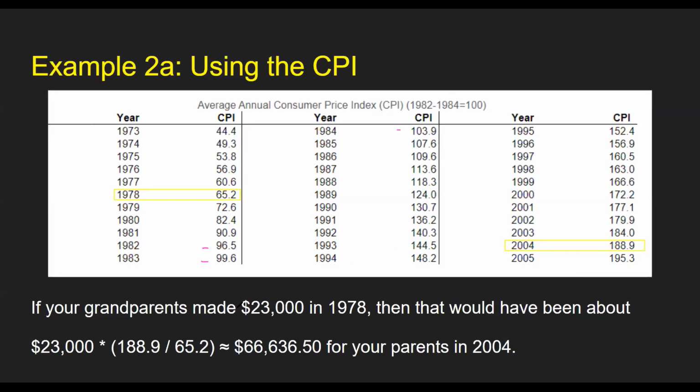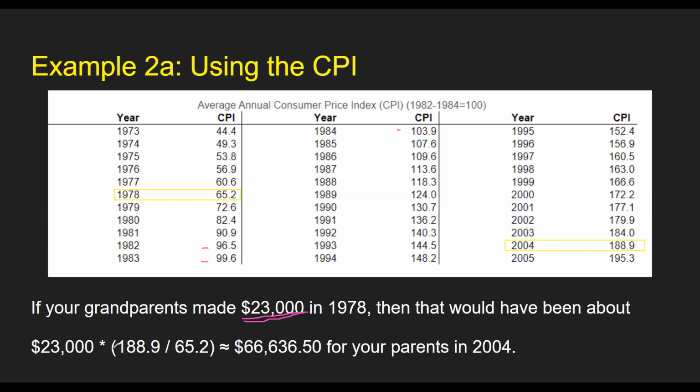Okay, we're going to talk about grandparents that made salaries. So they're telling you a story, and they made a salary of $23,000, or some other relative. It doesn't have to be a grandparent, but some relative made $23,000 as their yearly salary in 1978. And we want to compare that for what that would have been, say, for your parents in 2004. So I've highlighted the index for 1978, and I've also highlighted the index for 2004.